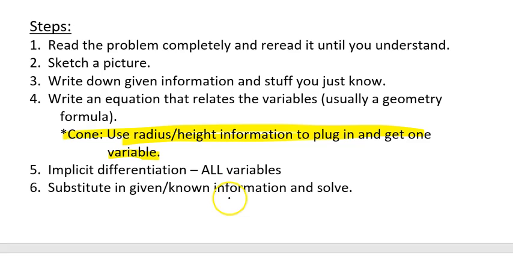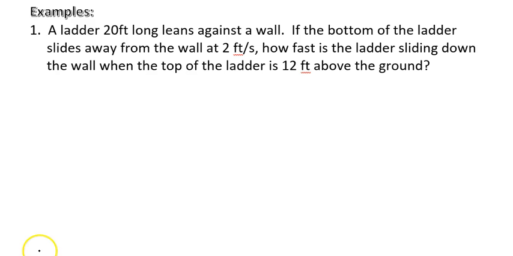And the last thing that we do is we substitute into our equation our given or known information and solve. Okay, our first example is the classic related rates example. It's a ladder leaning against the wall, and so I'm going to sketch, here's my wall and my floor, and here's a ladder leaning against the wall. The bottom of the ladder is sliding away from the wall, and they want to know how fast it's sliding down the wall when it's 12 feet above the ground.